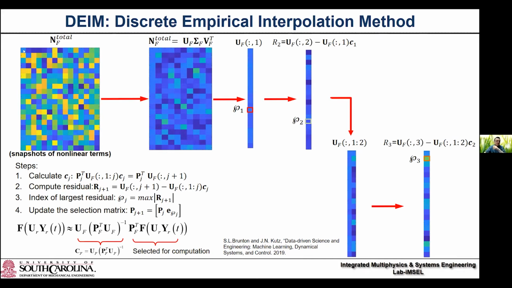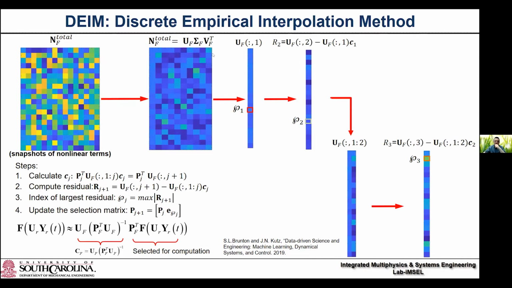Let's say you have this at different times. You have a vector which represents your nonlinear terms within the domain, and along this direction it represents different times. Now you have snapshots of the nonlinear terms. Then you can perform a singular value decomposition, and you will get all these POD modes of the nonlinear terms.